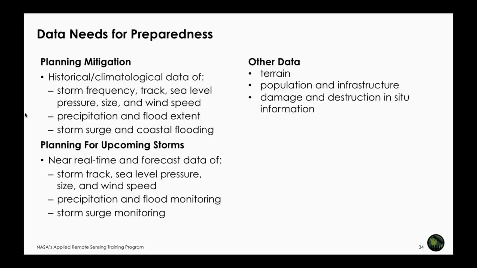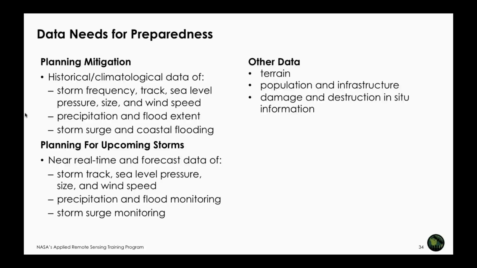You need historical or climatological data of storm frequency, tracks, sea level pressure, size and wind speed in your area, also precipitation, flood extent, storm surge, coastal flooding, as many cases as you can see from the past. And if you have damage and destruction data for those storms, you can plan for mitigation in particular areas where they're more vulnerable to flooding or winds or precipitation, etc.